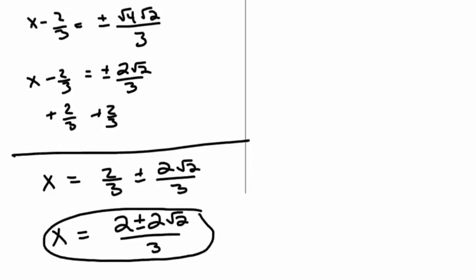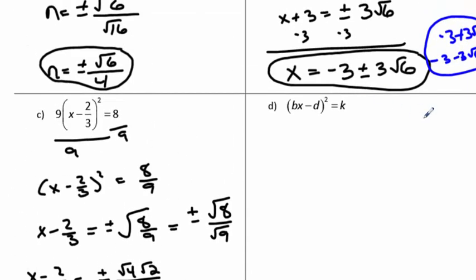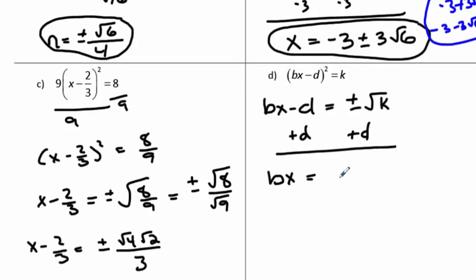Okay, let's look at part D. The perfect square is already by itself, so I'm going to take the square root of both sides. So that gives me bx minus d equals plus or minus the square root of k. That can't be simplified because it's a variable, not numeric. I'm solving for x, so the next thing I want to do is add d to both sides. So it's going to give me d plus and minus the square root of k.